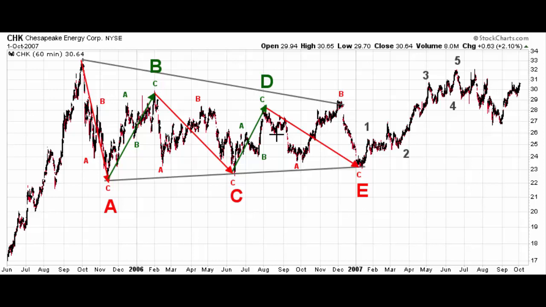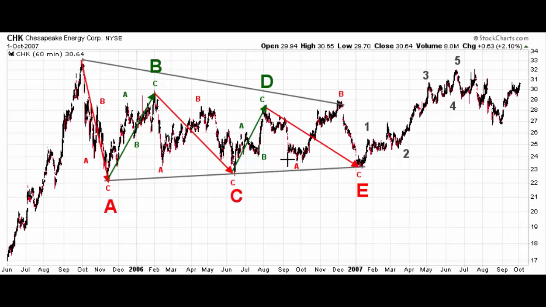So if you're looking at a pattern and you think you see a triangle and it's in the 2nd wave position, you're wrong. The correction is not over yet. Triangles do not play out as second waves. Why that is, I don't know. That's just a rule of the Elliott wave theory, and it's one to pay attention to.